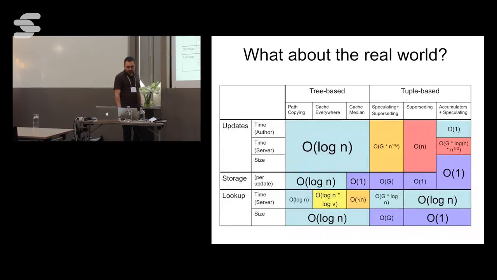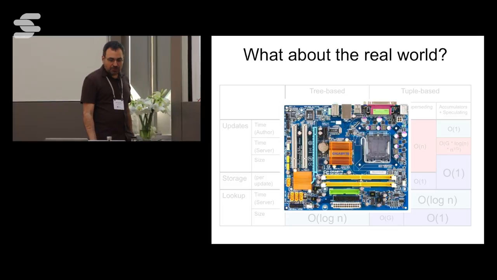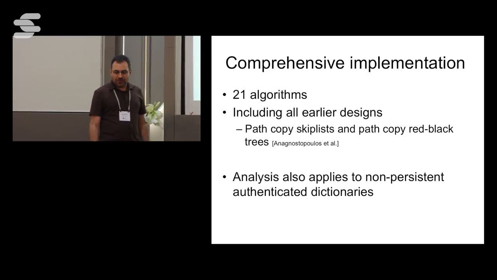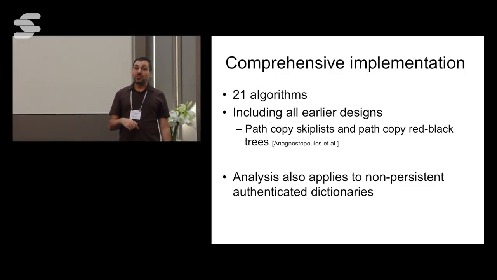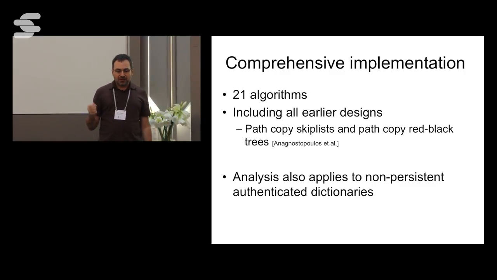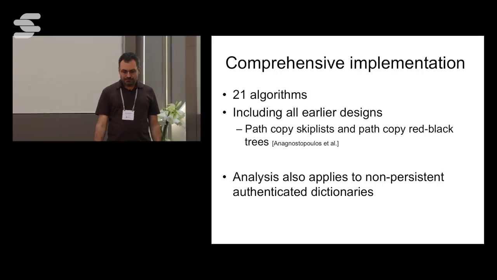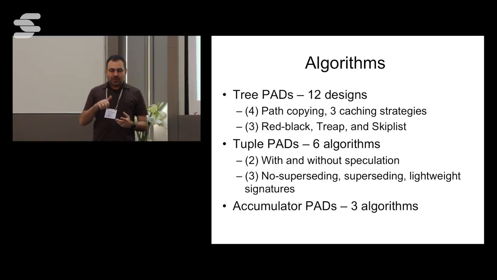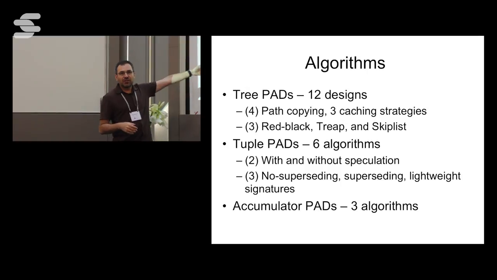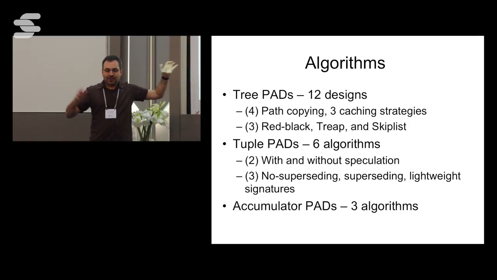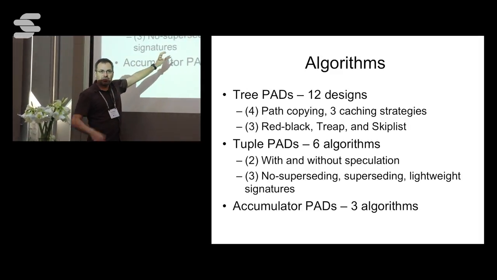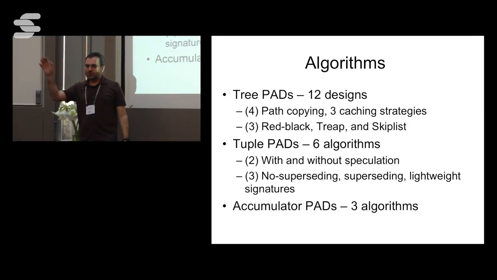Okay, what about the real world? Well, you want to run a real computer, and real computers, you measure things. So let's measure things. 21 algorithms, and we also threw in some algorithms that other people built that used path copying skip lists and path copying red-black trees. So 12 tree pads, 6 tuple pads, and 3 things using these RSA accumulators. And I haven't even told you what lightweight signatures are. It's sort of a hash chaining structure where you reveal later versions of the hash. Anyway, don't worry about it.